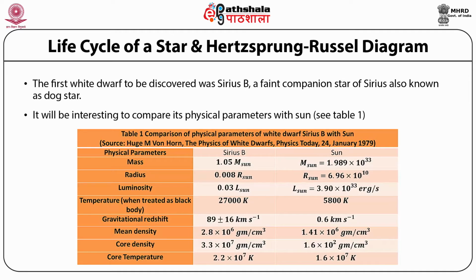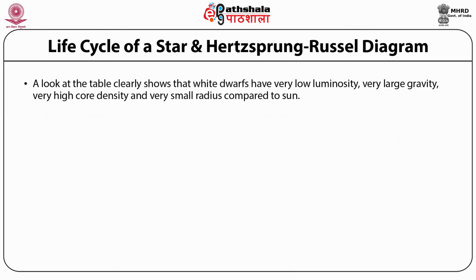Core density is 3.3 × 10⁷ grams per centimeter cube, whereas for the Sun it is 1.6 × 10² grams per centimeter cube. The core temperature is 2.2 × 10⁷ Kelvin, and that of the Sun it is 1.6 × 10⁷ K. A look at the table clearly shows that white dwarfs have very low luminosity, very large gravity, very high core density, and very small radius compared to the Sun. Its core temperature is about the same as that of the Sun.